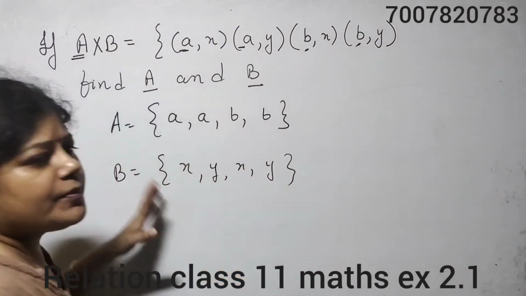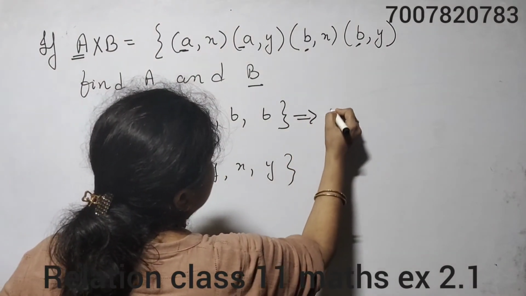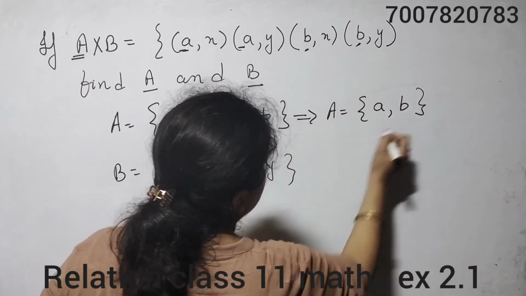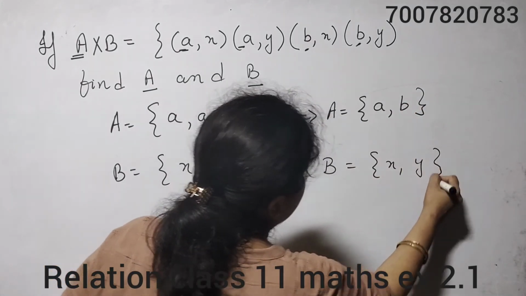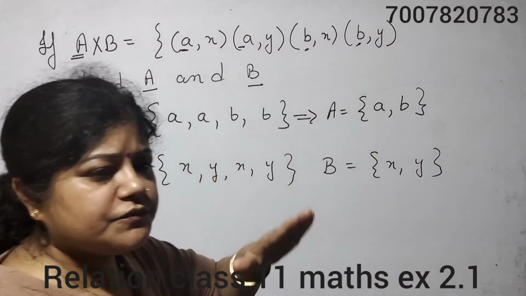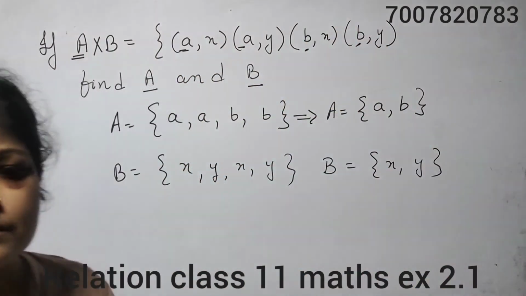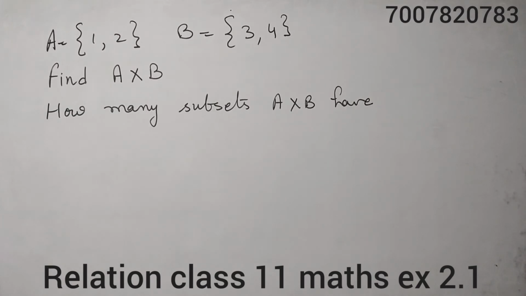But this is not the proper answer. Elements are only considered one time. That means the real set A is {a, b} and set B is {x, y}. And we can check it also. There are two elements, 2 cross 2, that is 4 elements. And we have 1, 2, 3, 4. Clear? So it's easy.